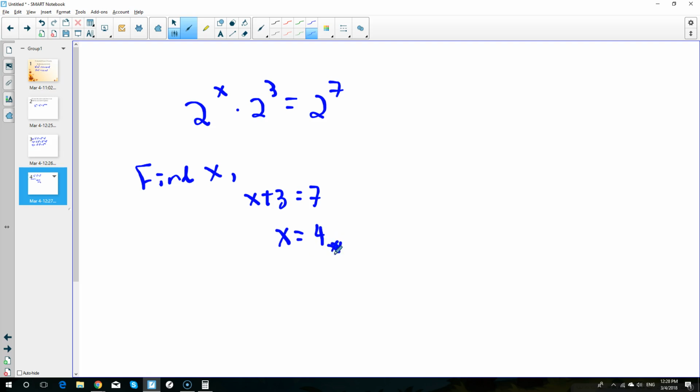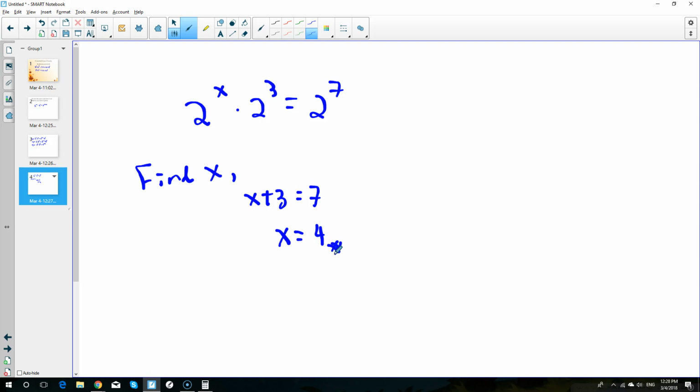Okay, some of these may be a little bit difficult in the beginning, but once you get used to the idea, it's just like, can you solve x plus 3? And I would assume all of us can do it.